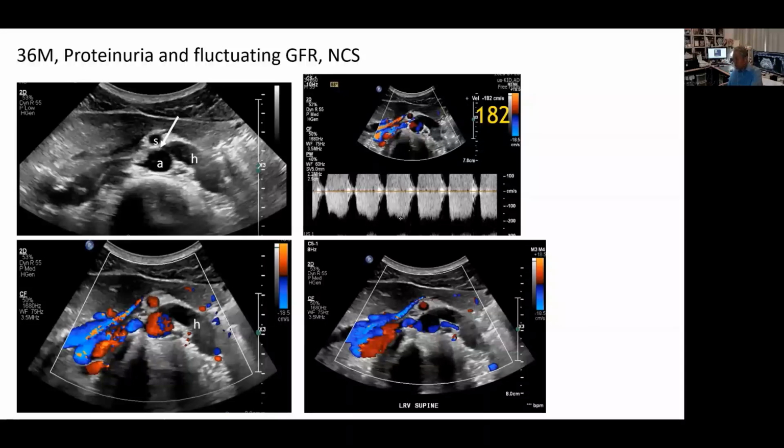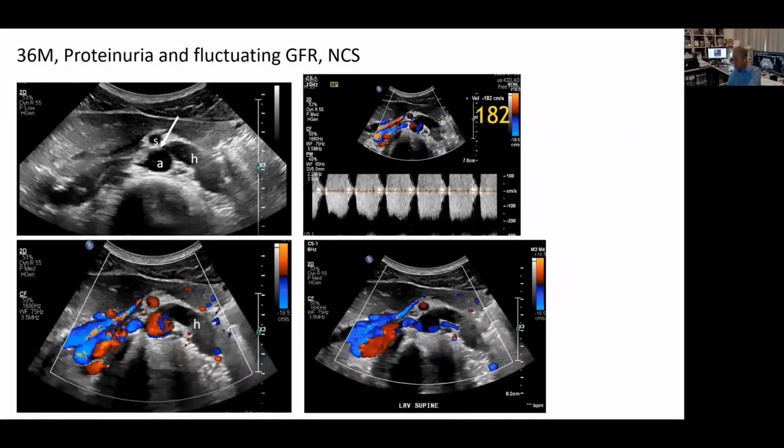A 36-year-old man with proteinuria and fluctuating glomerular filtration rate due to severe Nutcracker syndrome. Aorta mesenteric left renal vein is tightly compressed and absent flow signals in the dilated hilar left renal vein, indicating stagnant flow with peak flow velocity of 182 centimeters per second. In the severe Nutcracker syndrome like this patient, glomerular filtration rate of the morning and evening can be very different.